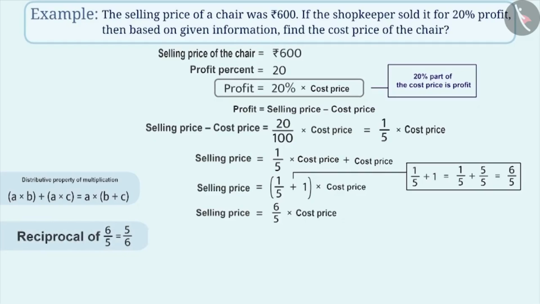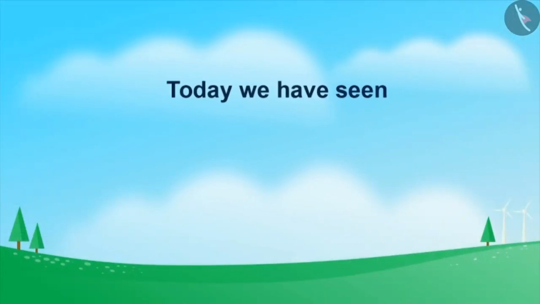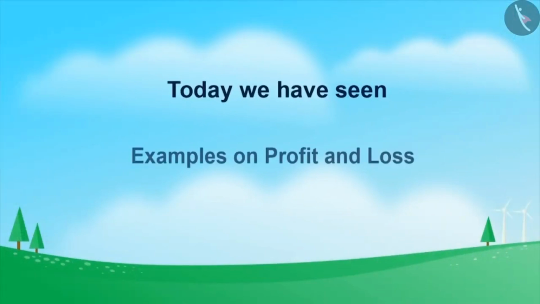Multiplying both sides by the reciprocal of 6 by 5, that is 5 by 6, we get selling price into 5 by 6 is equal to cost price. That is, cost price is equal to 5 by 6 into selling price. Therefore, cost price is equal to 5 by 6 into 600, which is equal to 5 into 100, which is 500 rupees. Thus, the cost price of the chair is rupees 500. Today, we have seen some examples on profit and loss.